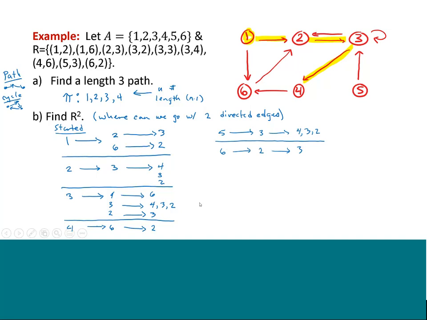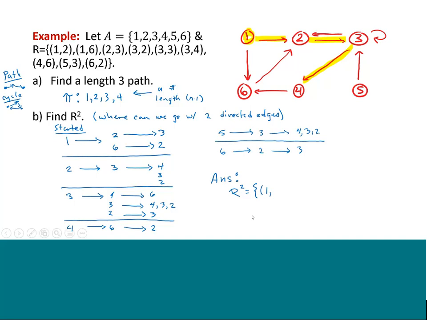Now, let's put this all together. So if you wanted to figure out R2, take all of that information that we just did in this chart form and compile it. R2 talks about where you can get in 2 steps, or using 2 of your directed edges, using 2 of your arrows, or using 2 of your ordered pairs. You can think about it in all of those ways, and all of those ways would be correct.